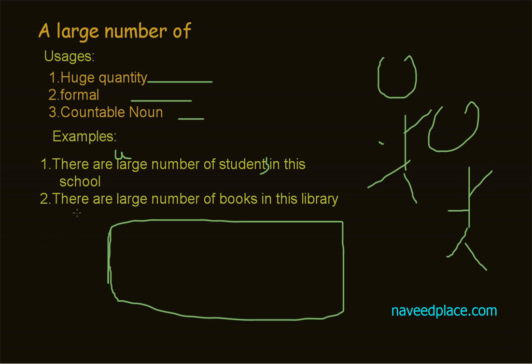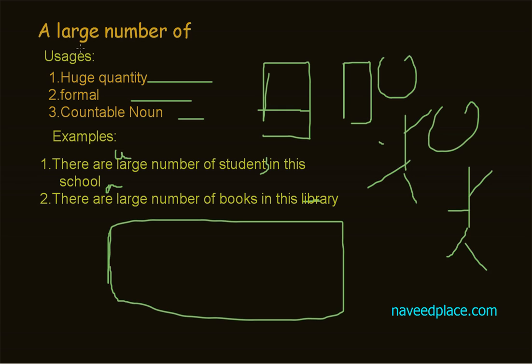The second example is: there are a large number of books in the library. So here I'm saying that there are a large number, it means huge quantity, and definitely we can also count books. Can you count books? Definitely we can count one book, two books. So this is a large number of.